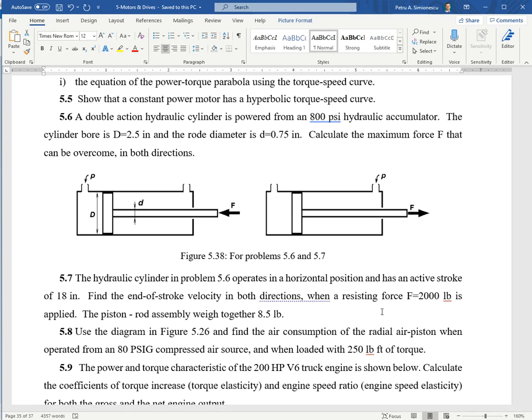the prime mover or engine or electric motor that you want to use. Show the constant power motor has a hyperbolic torque speed curve. We discussed this.